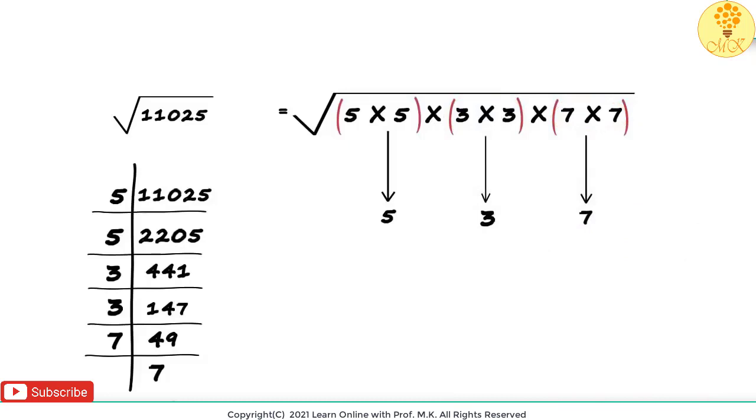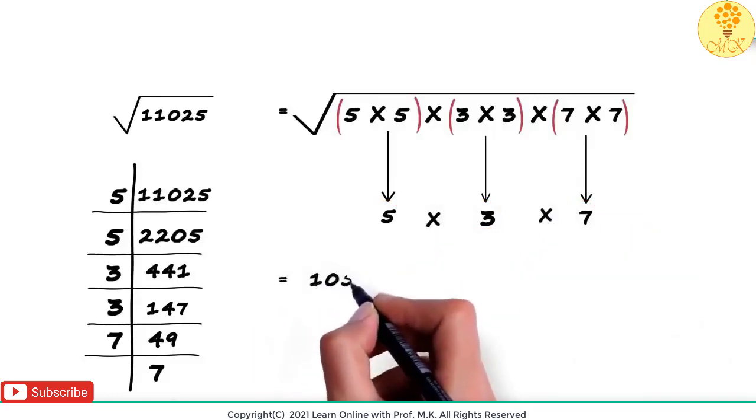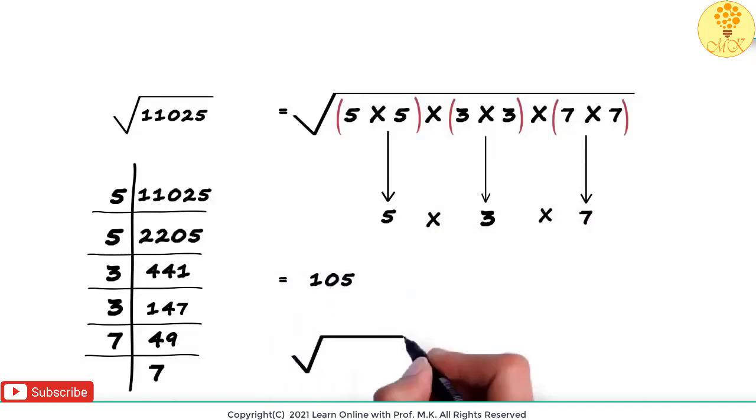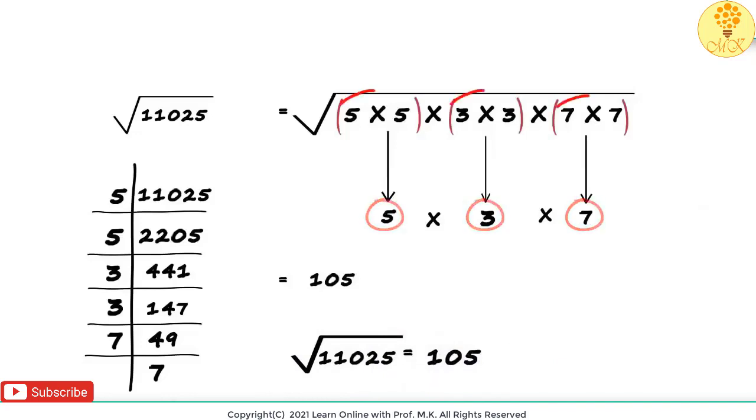And to find the square root, all we have to do is multiply these numbers. 5 multiplied by 3 multiplied by 7 equals 105. Hence, the square root of 11,025 is 105. This part of the problem where we choose one number from each pair is really simple. What we really need to be good at is finding out the prime factors quickly.